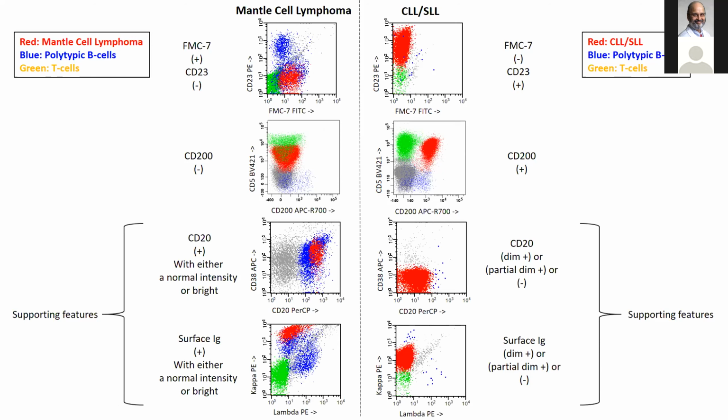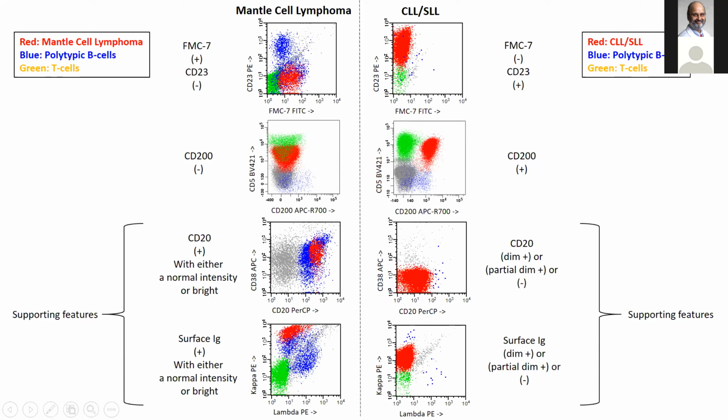Beyond that, once we've assessed these markers and we have a pretty good idea that we're dealing with either CLL or a mantle cell, we can look at some of the other markers for characteristic features of those two lymphomas. One of the markers that we look at, and we call these supporting features, is CD20. You can see here, painted in blue, these are normal polytypic B cells. For CD20, the polytypic B cells sit right here. When we call something dim positive, positive, or bright positive, it's based upon the fluorescent intensity of the normal polytypic B cells.